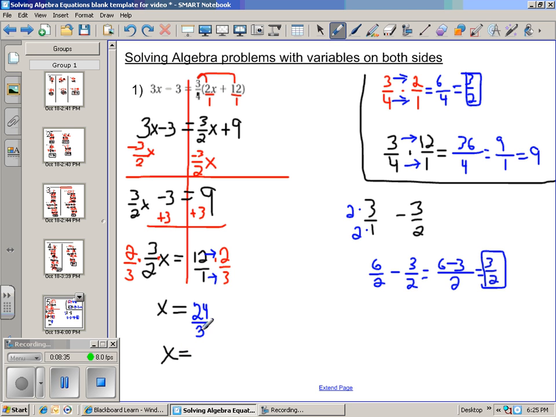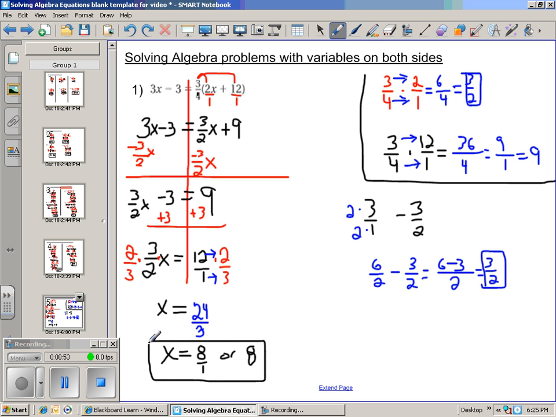We have 24 divided by 3. Well, 24 divided by 3 is 8, or you could reduce the fraction and divide each one of them by 3, and you'll get 8 over 1. Or we're okay with saying just 8.